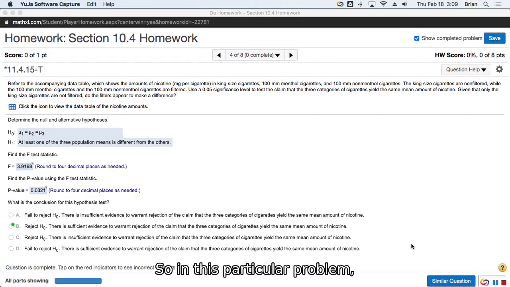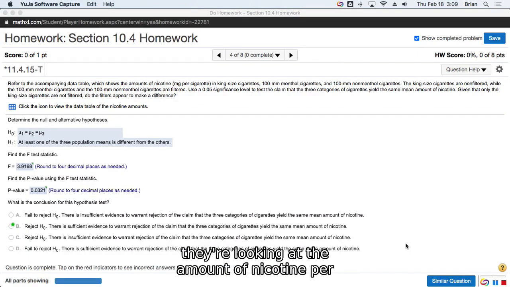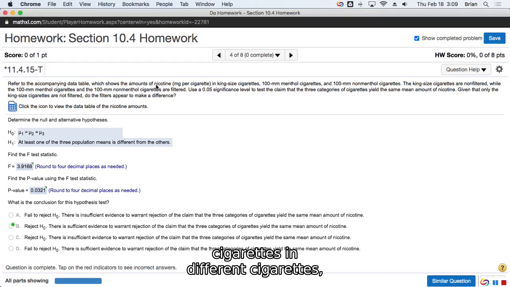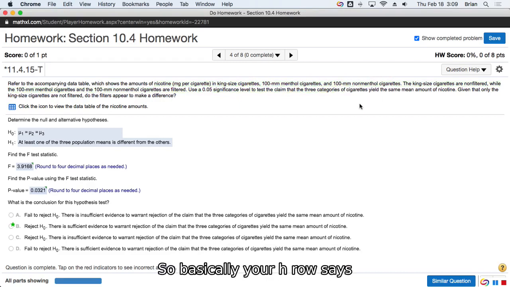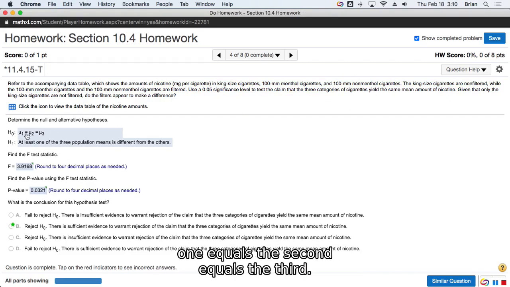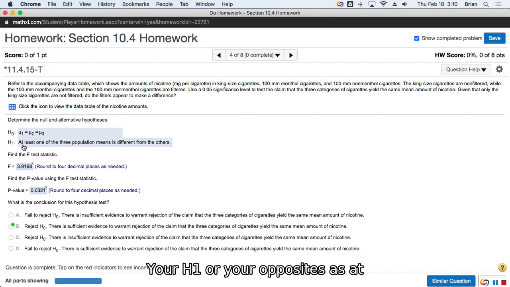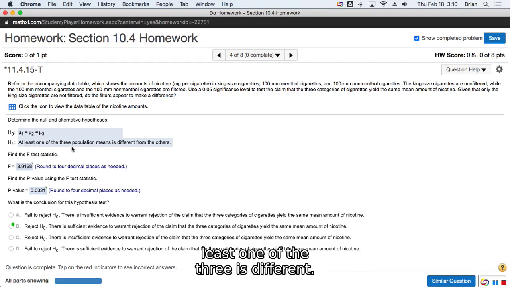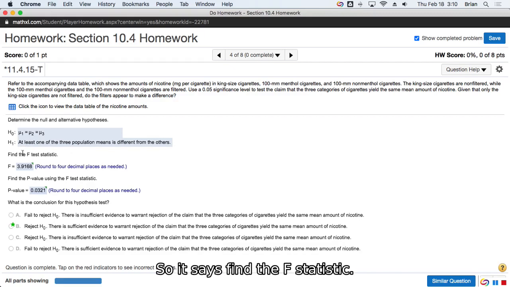So in this particular problem, they're looking at the amount of nicotine per cigarette in different cigarettes: king size, 100 millimeter menthol, and 100 millimeter non-menthol. So basically, your H0 says that all three are the same, like one equals the second equals the third. Your H1, or your opposite, says at least one of the three is different. You're not saying if it's more or less, you're just saying it's different. It does not match. So it says find the F statistic.